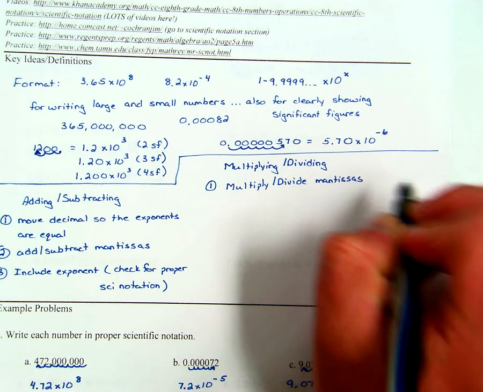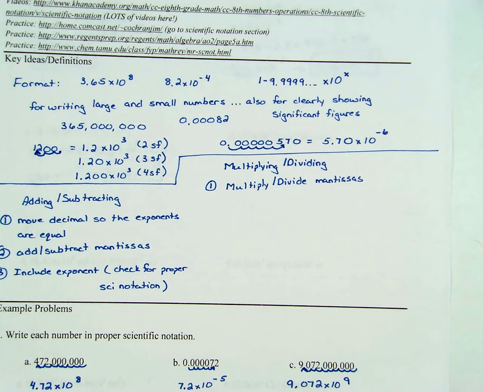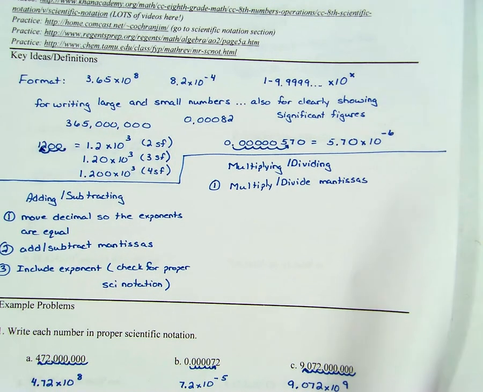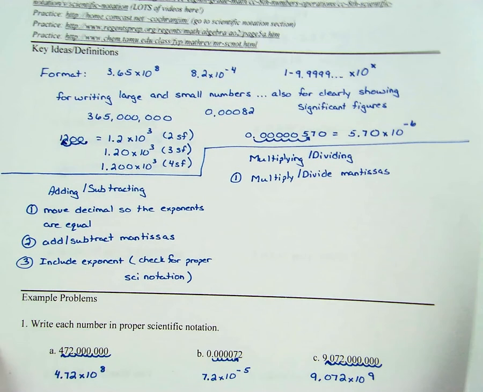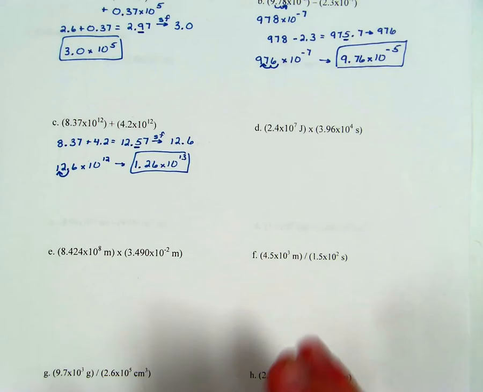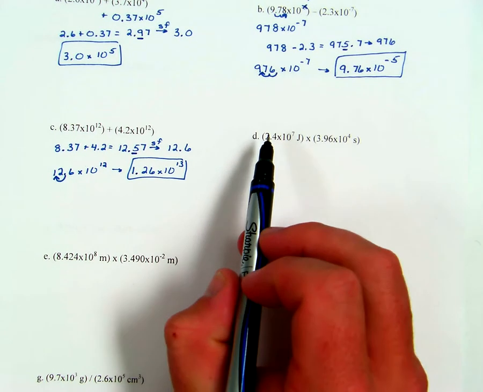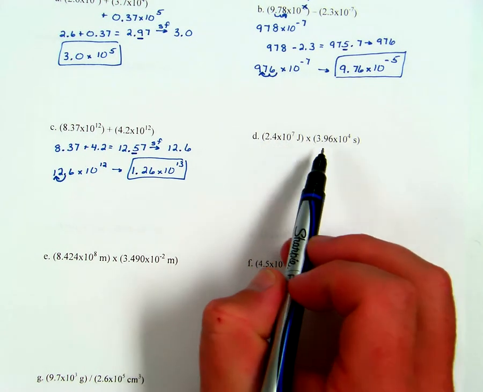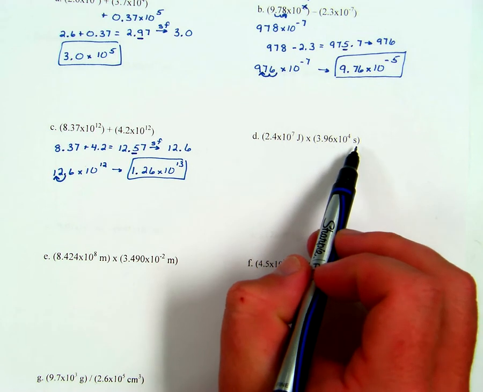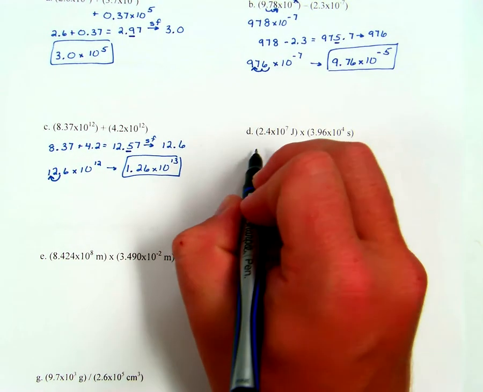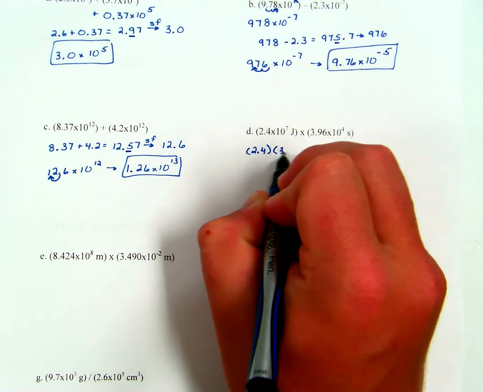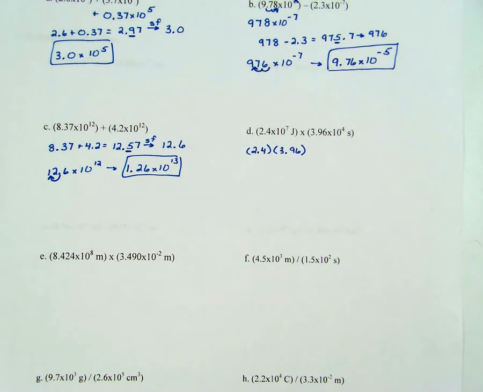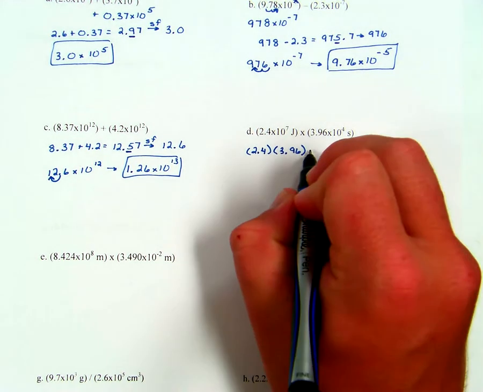Okay, so again, I'm going to go back to the first example on that. Alright, this is example D, 2.4 times 10 to the 7th joules times 3.96 times 10 to the 4 seconds. First thing I'm going to do is multiply those mantissas. I have 2.4 times 3.96. So figure out what that is. My calculator tells me 9.504.